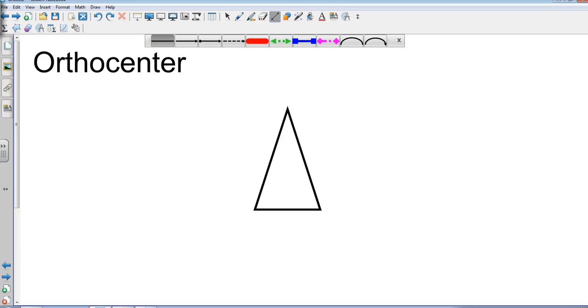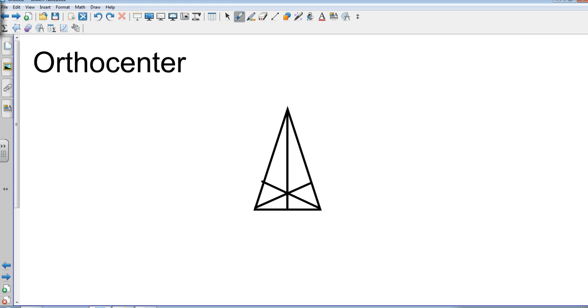And remember, altitudes are drawn perpendicularly, so we need to create 90-degree angles. Again, these will be drawn for you. So there's a pretty good 90-degree angle right there. And then obviously this one will be straight down, would be 90 degrees. And then this one, because I've already drawn it, okay, so this is 90 degrees, this is 90 degrees, and this is 90 degrees. And that point right there is called the orthocenter.